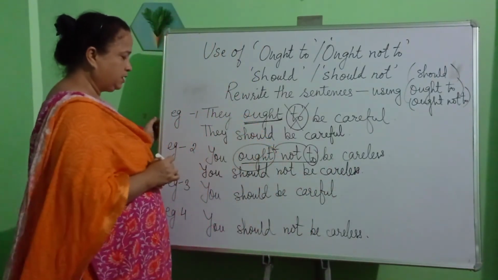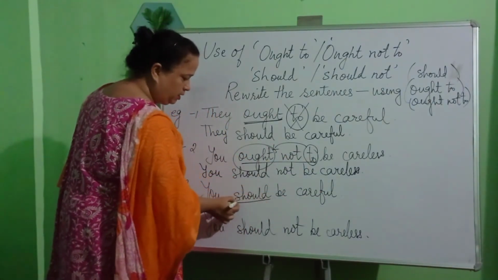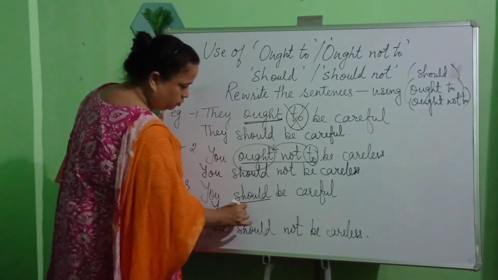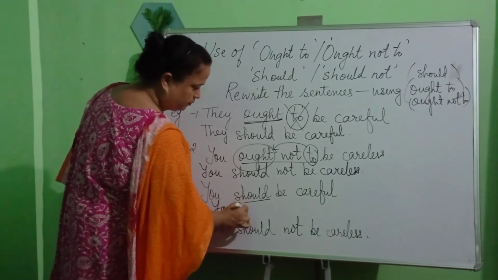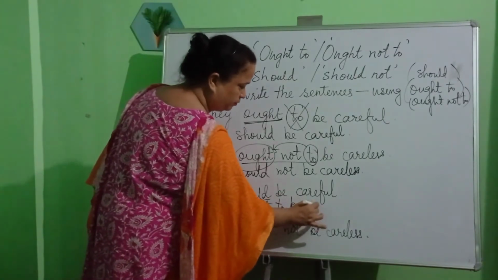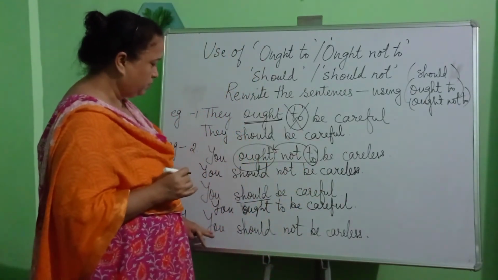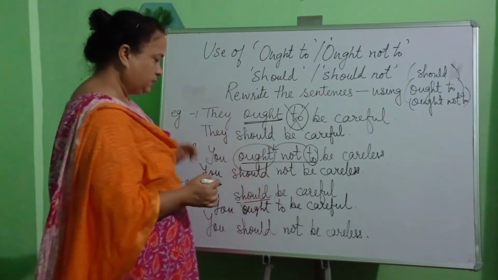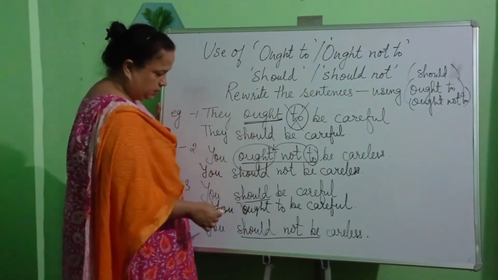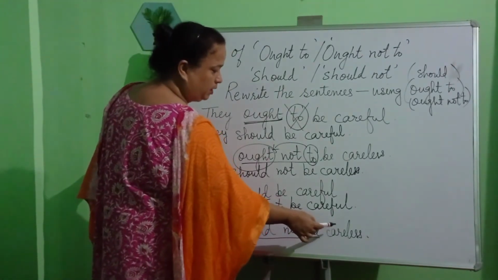Now, let us have a look at the next example. You should be careful. So, what do I need to do? I need to replace the word should with ought to. So, you ought to be careful. Likewise children, the last one, you should not be careless. So this sentence again is in the negative form. So what are we going to do? While writing the answer, we will write you ought not to be careless.